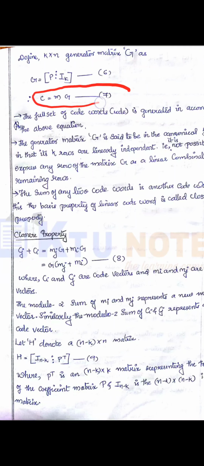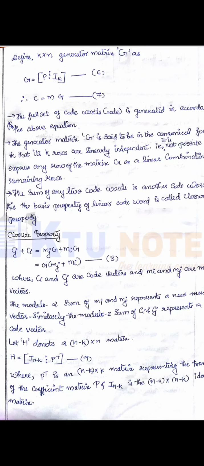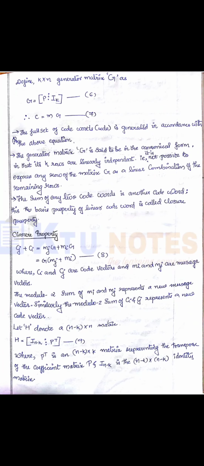This is also an important equation. That is the equation for the code word, C is equal to m into G. Message into G. This G is called the generator matrix, and G is equal to [P Ik]. This is the equation for the generator matrix. Okay. The full set of code words is generated in accordance with the above equation. From this equation C is equal to mG, we can create the full set of code words.